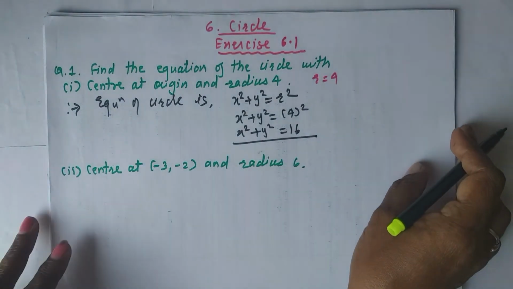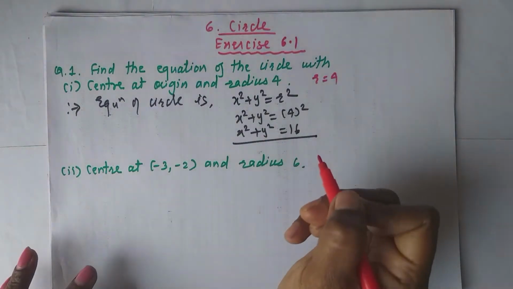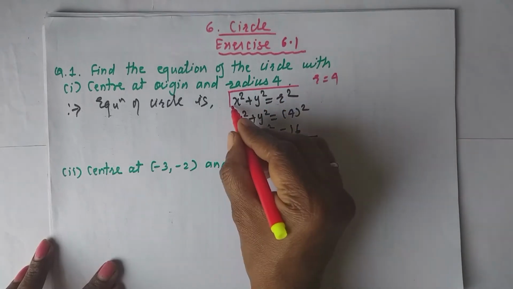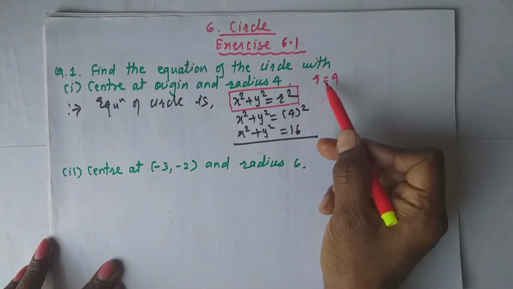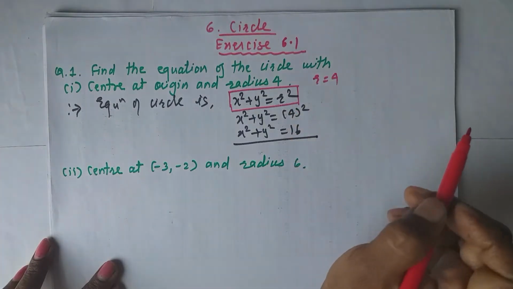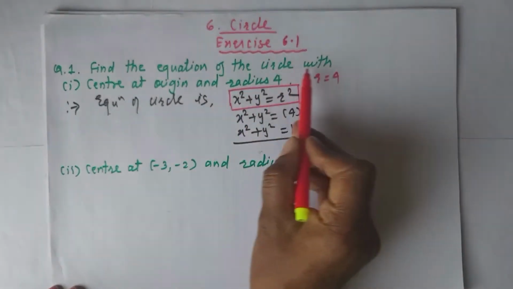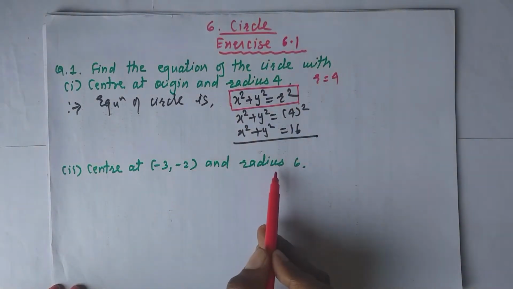See, always remember that if the center is at the origin, we have to find the equation of the circle in standard form. The formula for the equation of a circle in standard form is x² + y² = r². You only keep the value of r and simplify it. Okay. Then what is the second? Find the equation of the circle with center at (-3, -2) and radius 6.